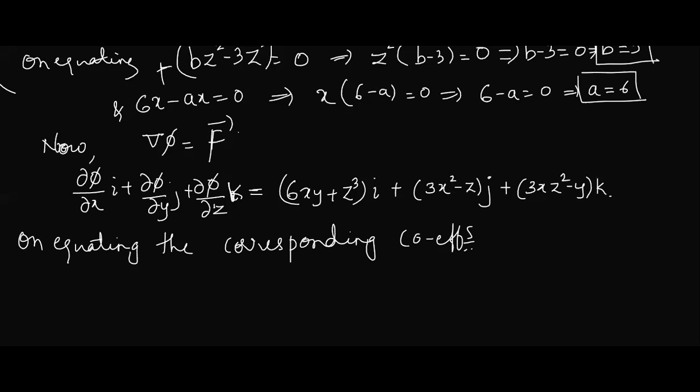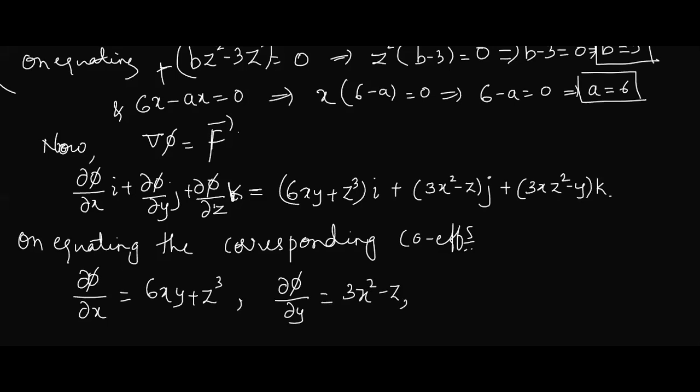First I'll take the i coefficient. What is the coefficient of i on LHS? Dou phi by dou x is equal to 6xy plus z cube. Now what is the coefficient of j? Dou phi by dou y is equal to 3x square minus z. Very good. Next, k coefficients. Dou phi by dou z is equal to 3x square minus y. Okay, done.